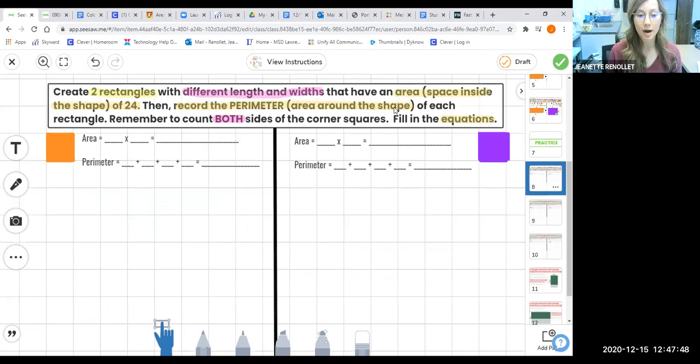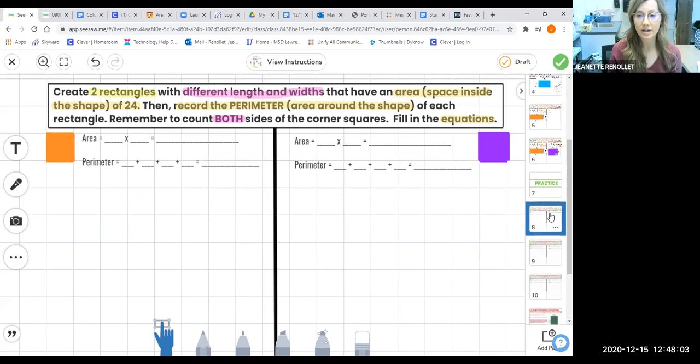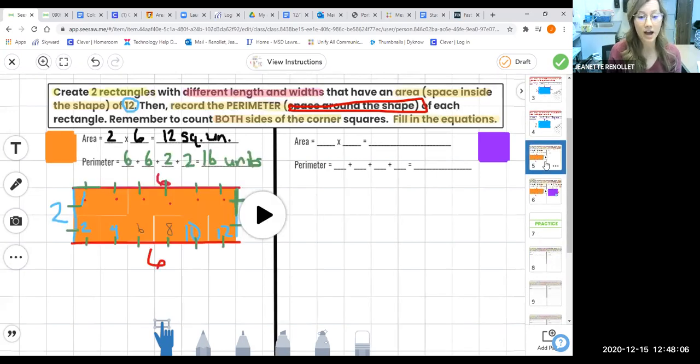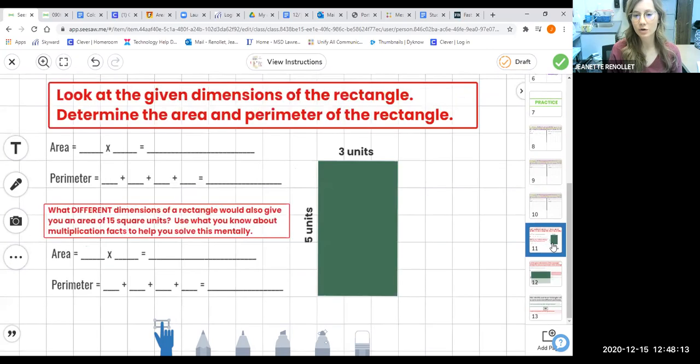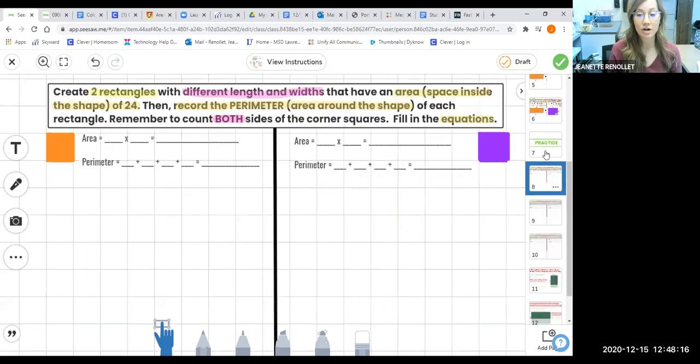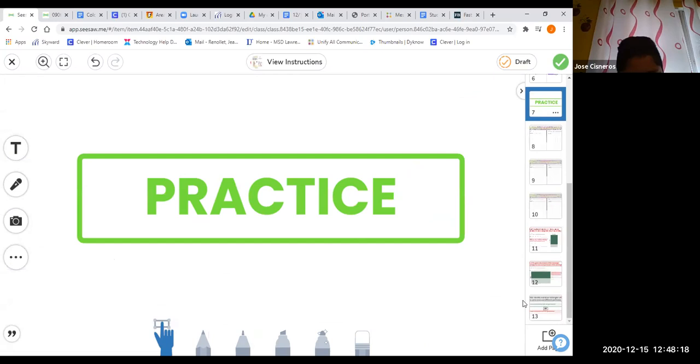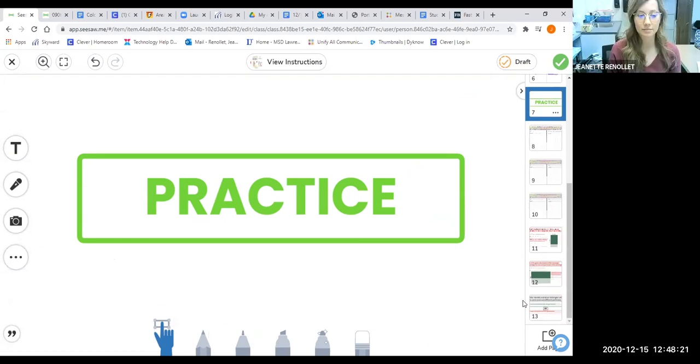You need to read the problems, follow the directions to find the area and perimeter of 2 rectangles with the same area, different perimeters. If you get stuck, you have the videos on slide 5 and slide 6 to watch again to help you. It is now your work time. Your job is to start on slide 7 and finish all of the slides. Are there any questions before you go?